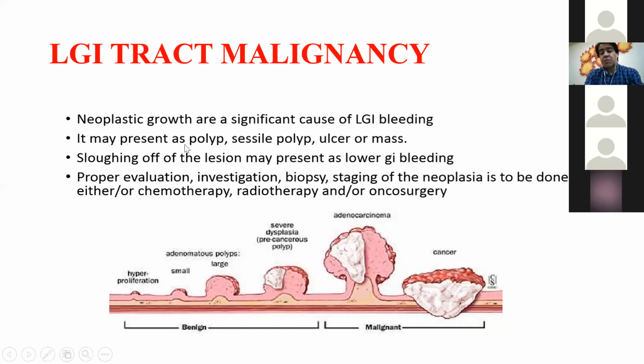It may present as a polyp, sessile polyp, ulcer, or masses. The sloughing off of the lesion may present as a lower GI bleed. So with lower GI bleed, if the patient has altered bowel habit and significant weight loss along with PR bleed, you must think about lower GI malignancy. And this requires proper evaluation, investigation, biopsy, and staging to be done for either chemotherapy, radiotherapy, or oncotherapy. So we must know that lower GI malignancies can present with lower GI bleed as well.